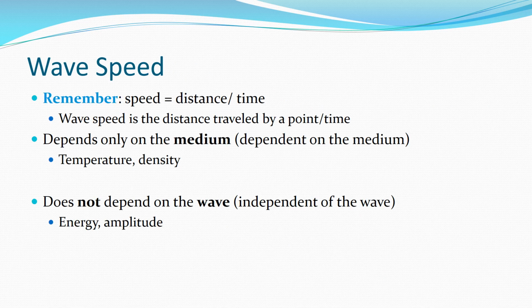Wave speed, again, depends on the medium, but speed is distance divided by time. So a wave speed is how far one point in the wave travels in a certain amount of time. And because it depends only on the medium, it also is going to depend on the temperature of the medium, the density of the medium. It can also depend on the tension of the medium if we're moving through a string.